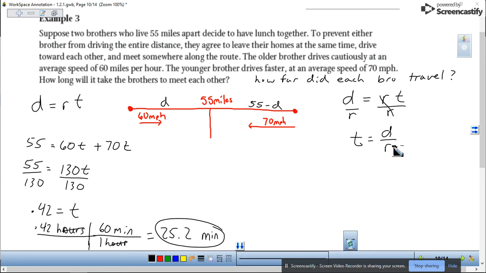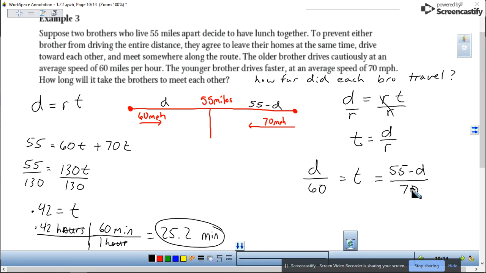Well, what do I know about the first brother? I know that he traveled a certain distance, d, at a rate of 60 miles per hour, and that equals t. I know that the other brother drove for the same amount of time, so that's also going to equal t. Both of these should equal the same t value, right? But I know that he traveled 55 minus d over his rate, which was 70.